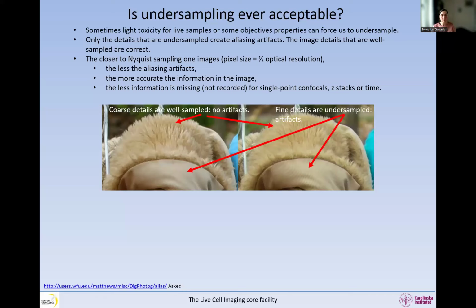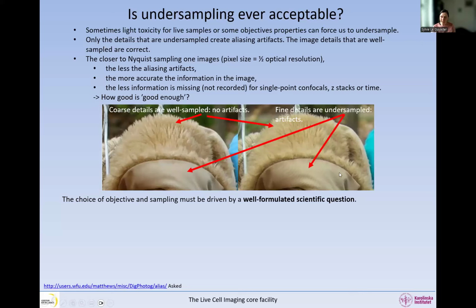So what is acceptable or not acceptable? How good is good enough? And the choice of objective and sampling must be driven, so both the objective and the sampling must be driven by a well-formulated scientific question. So everything comes down to what is your scientific question? What do you need to be accurate in the image?